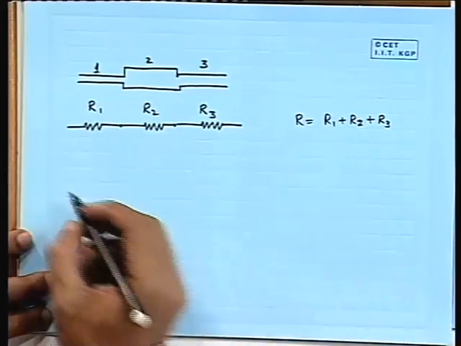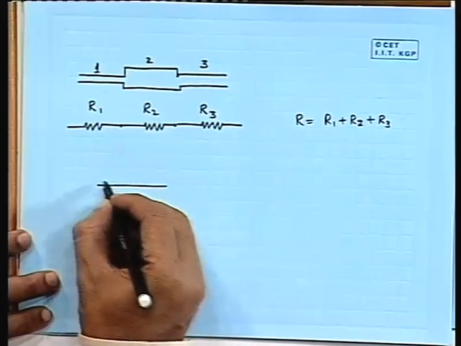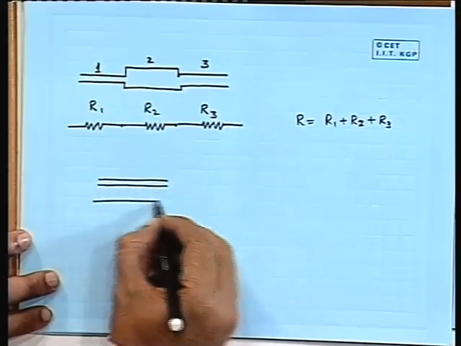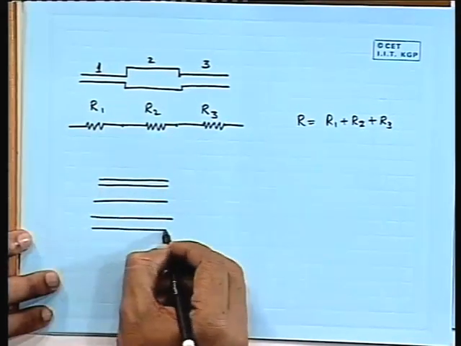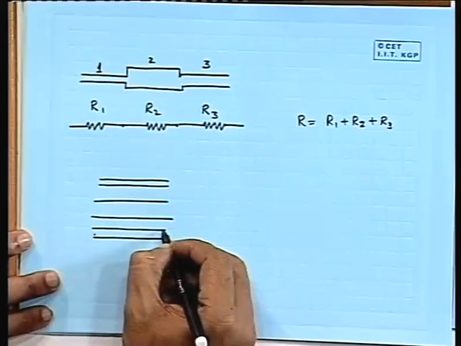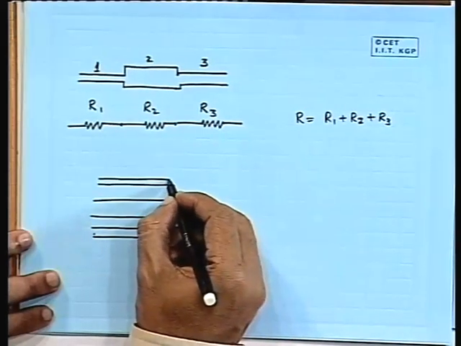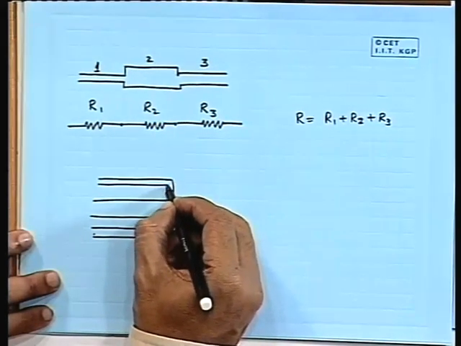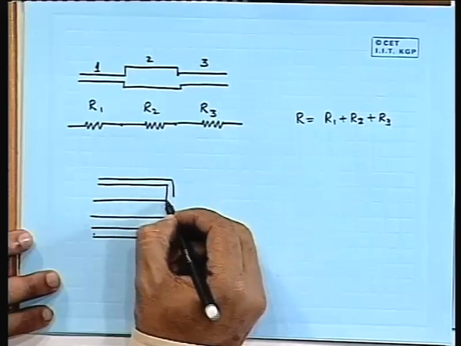Similarly, if there are 3 pipelines, one is like this, one is like this, and one is like this, and they are connected, let us say, by some header.